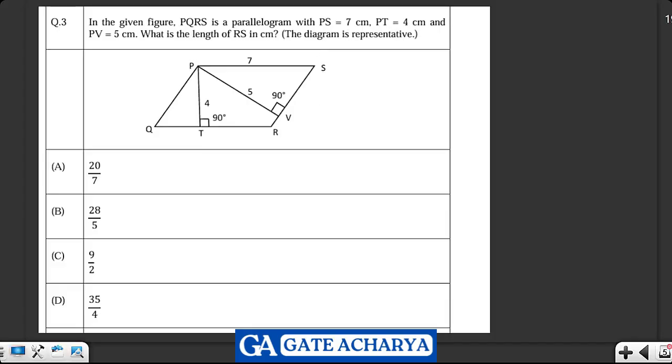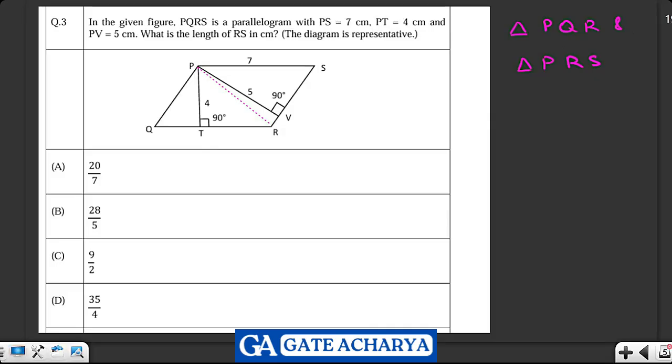So how to work this out? Let me draw a construction here. Let me draw a line like this. Sorry, let me take a different color. I'm dividing the parallelogram into two triangles here. One is triangle PQR and the other is triangle PRS. So we have two triangles here.